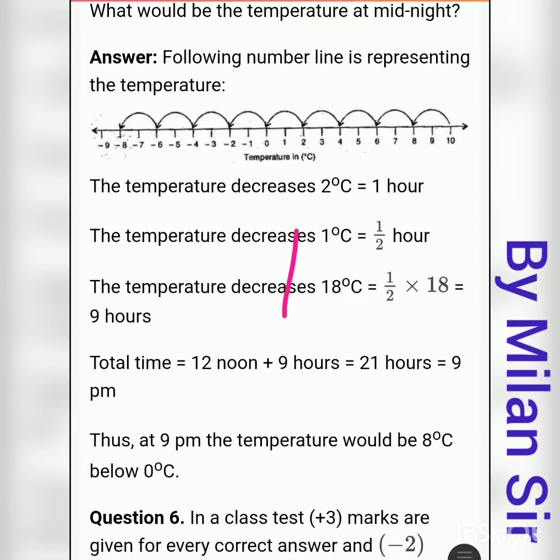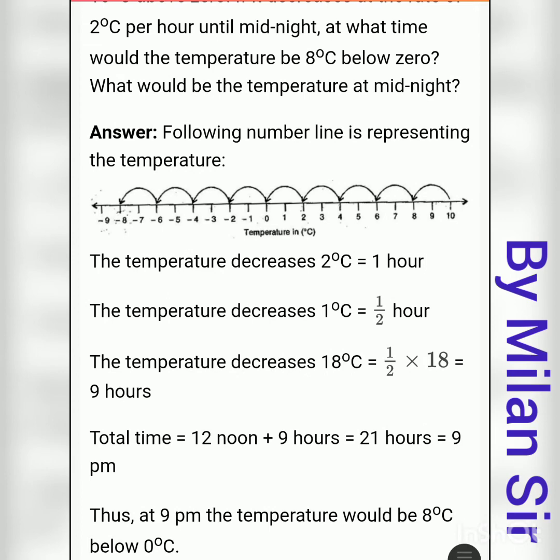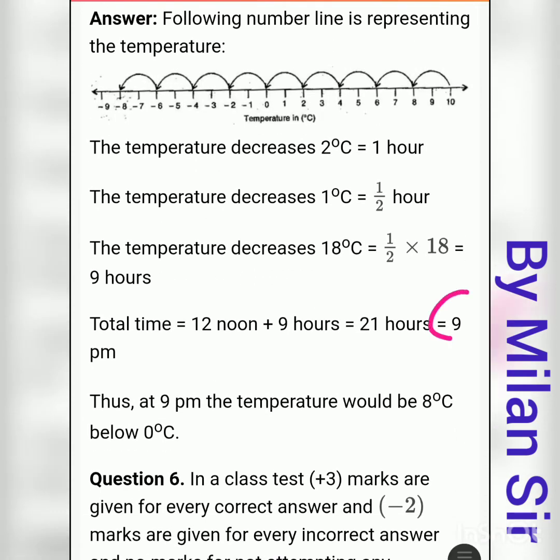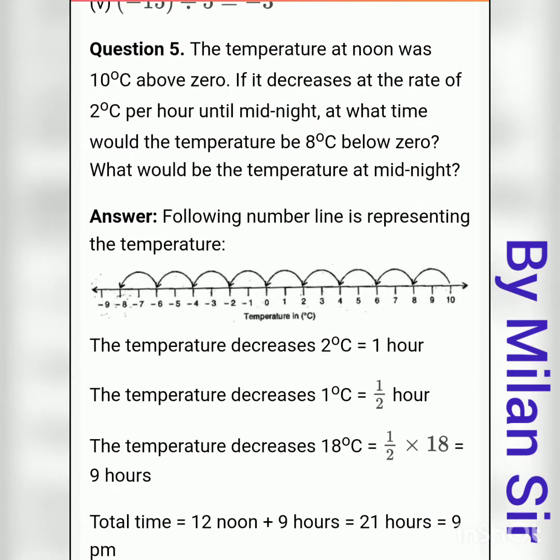And second question, what would be the temperature at midnight? So this is the temperature at 9 p.m. Thus at 9 p.m. the temperature would be 8 degrees Celsius below 0 degrees Celsius. At 9 p.m., what is the temperature? Minus 8 degrees Celsius.